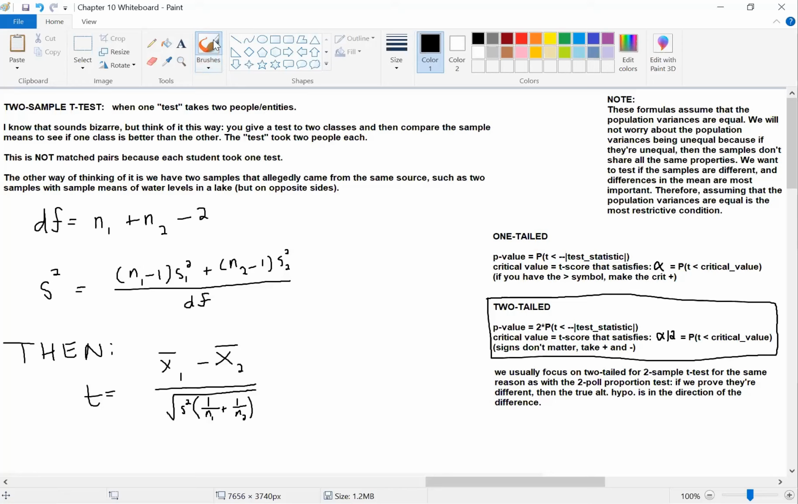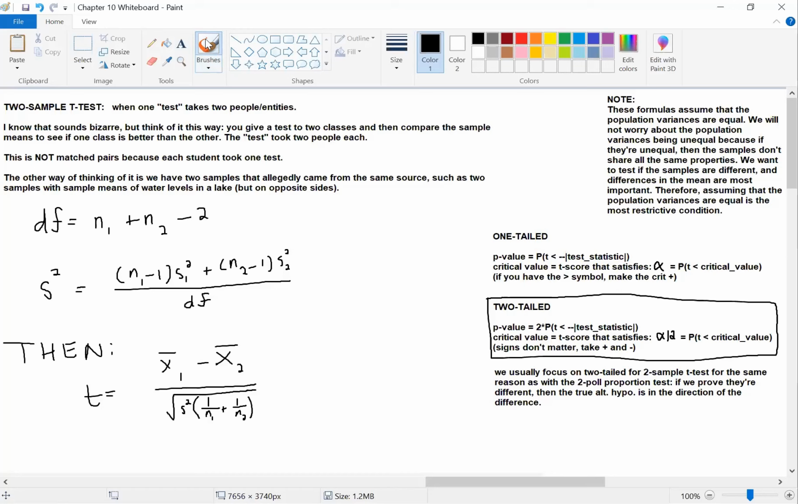Another way you could think about it, let's say you're testing water levels in the lake to see if it's uniform across the lake as gravity might suggest. You could take it from one side of the lake and then the other side. The test is the water level. You took it at different points. So here this means we have two samples.